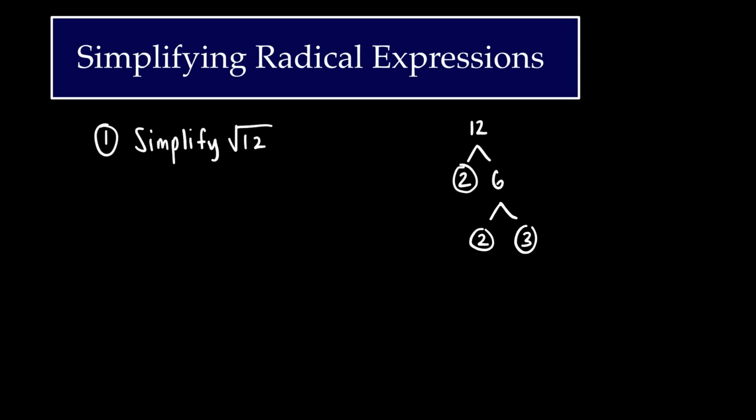And so when we take the square root of 12, what we're really doing is the square root of 2 times 2 times 3. Think about the square root of 2 times 2 separately for a second. If you have 2 times 2, that's 4, and the square root of 4 is 2. But in an abstract sense, if you have anything multiplied by itself under the square root, the result would just be that number outside of the square root.